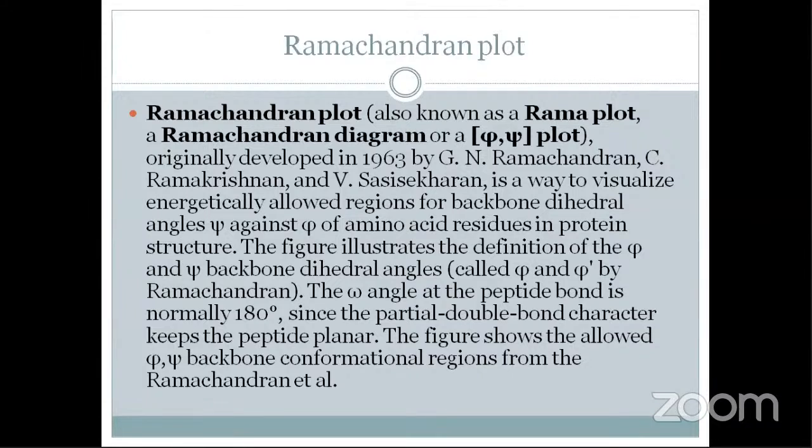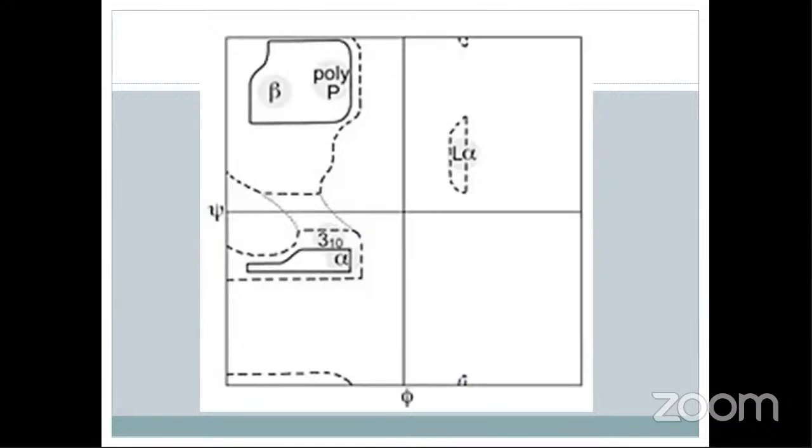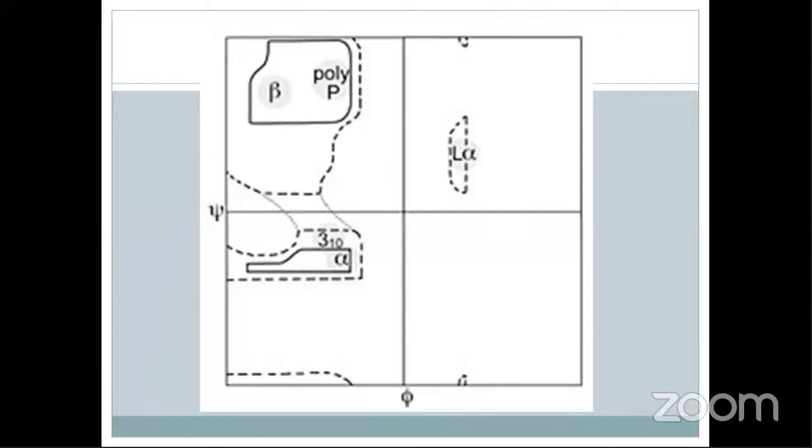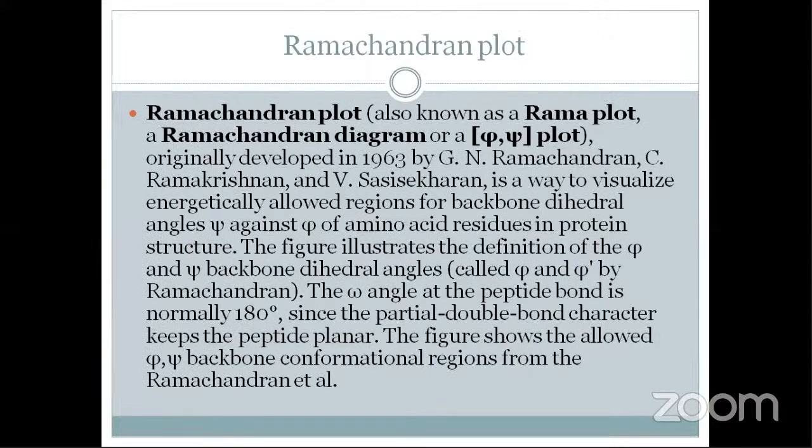So the Ramachandran plot is based on the dihedral angles, opposite dihedral angles. The first one is psi and the next one is phi. Yeah, and one more thing I just wanted to mention here, proline and lysine don't follow the Ramachandran plot.